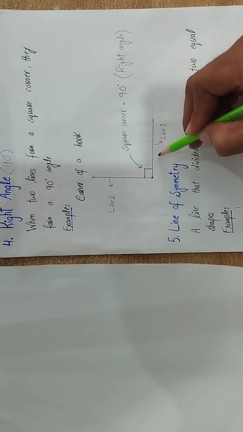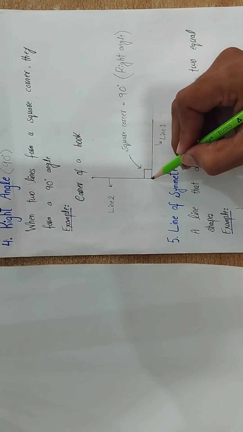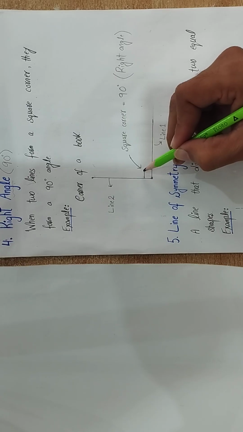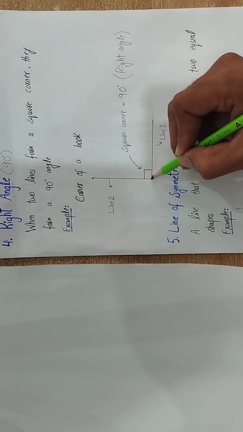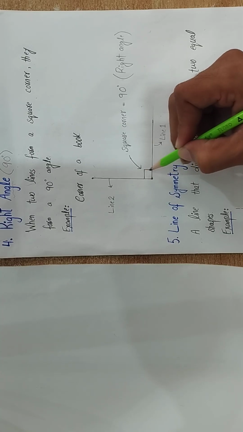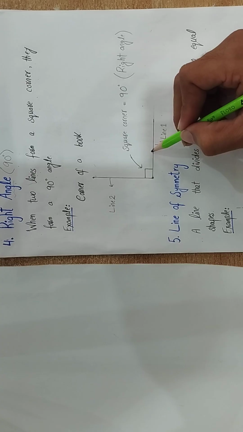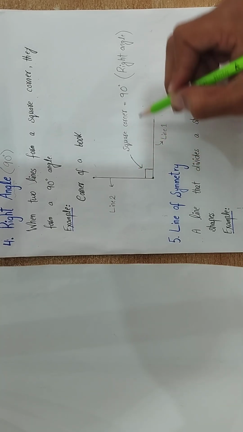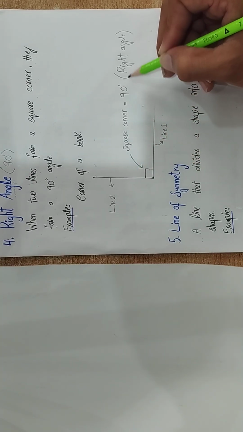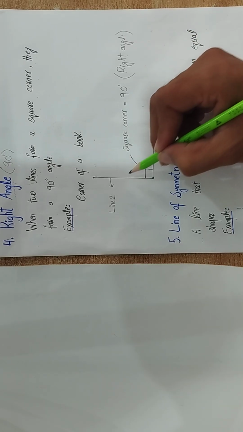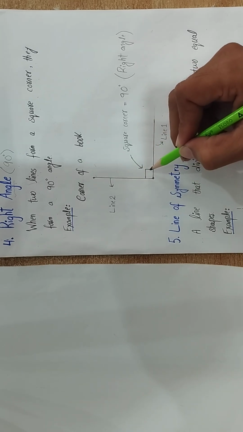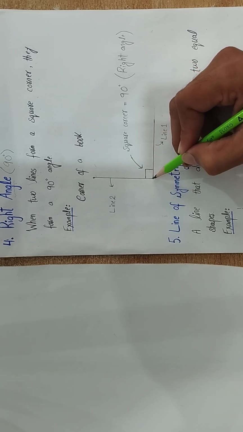Okay, line 1 and line 2, they are meeting at this point, and at this point you can draw a square corner. So whenever the two lines are like this, which means they meet at a point, but how? At the point where they meet, they form a square corner, then the angle between these two lines is a right angle or a 90 degree angle. Whenever the two lines are like this, such that they form a square corner at the point where they meet.